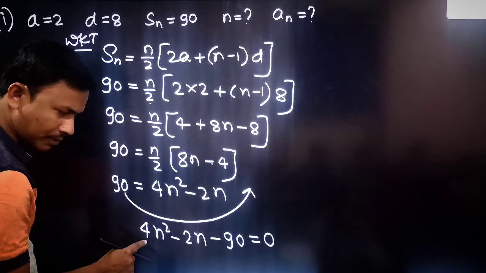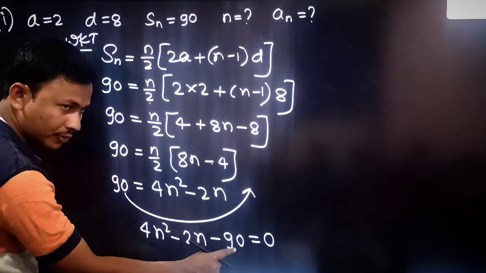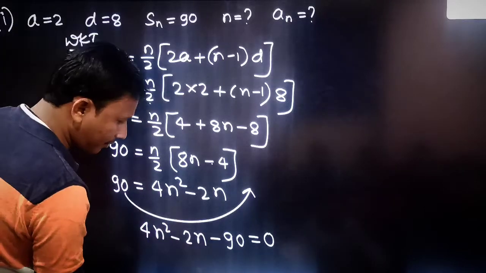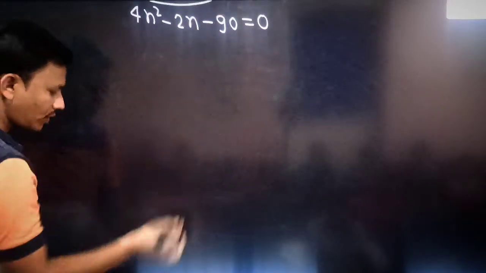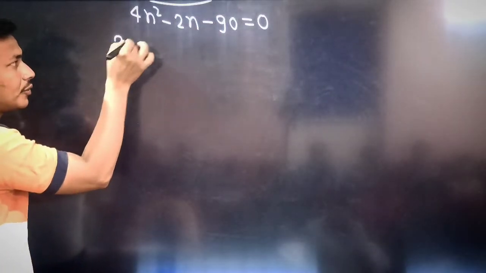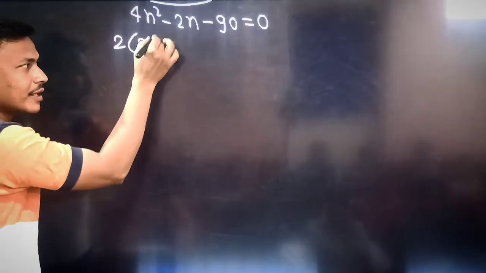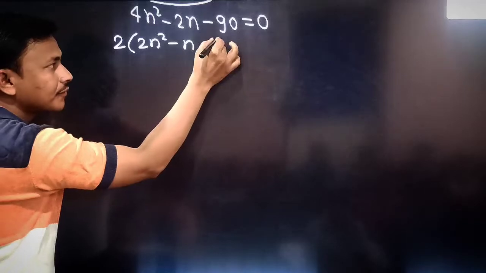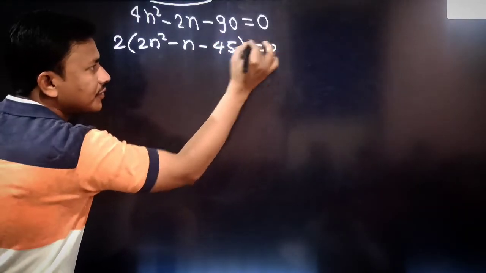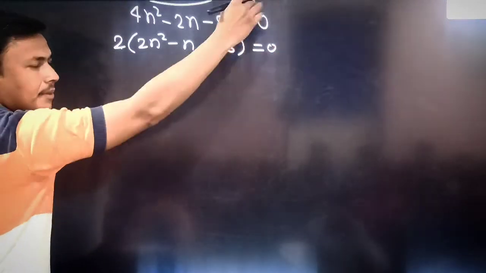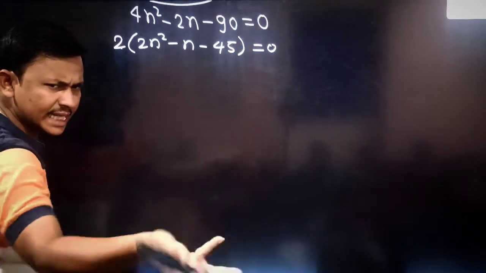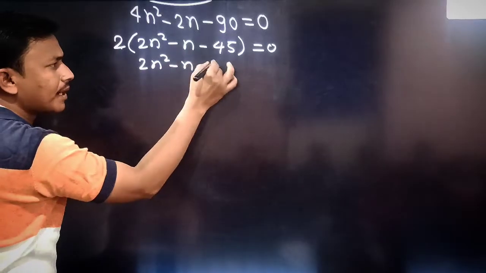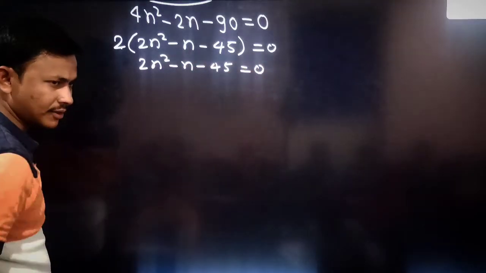This is divisible by 2. Take 2 common. After taking 2 common, 2 in bracket: 2n square, 4 is there, minus n minus 45 is equal to 0. Into 2 it will become divide: 0 divided by 2, 0 goes there. What remains? 2n square minus n minus 45 is equal to 0.